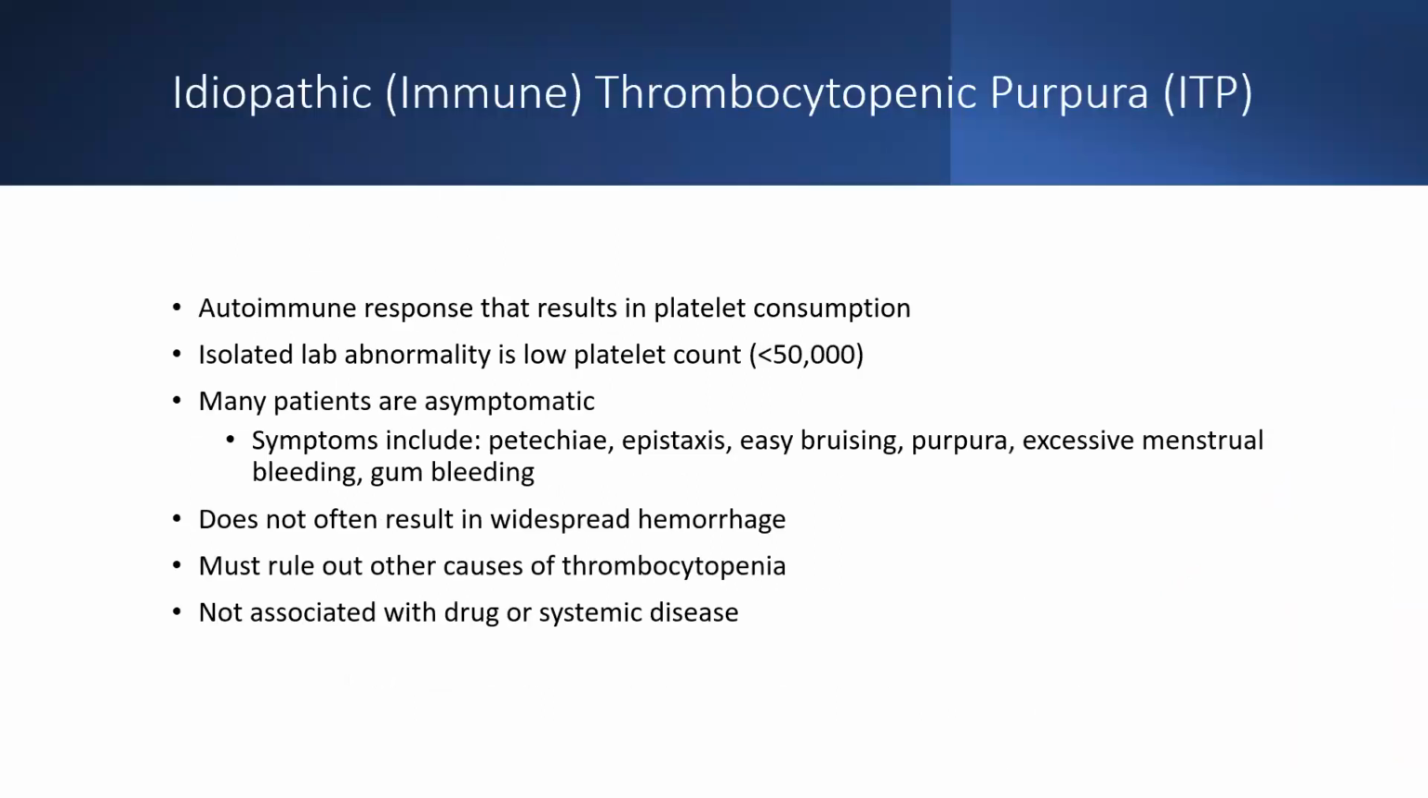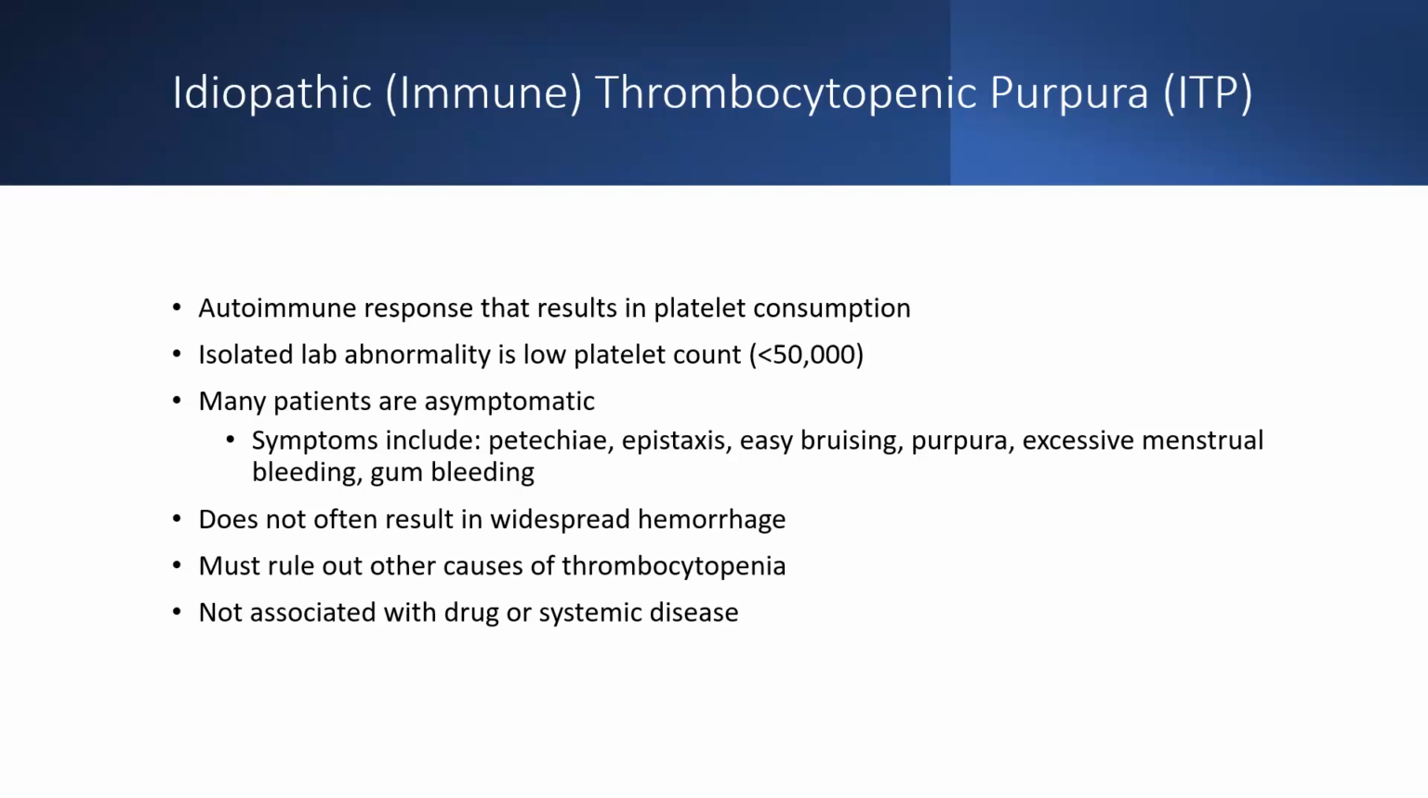The last kind of issue that we'll talk about that usually pops up is ITP, or idiopathic thrombocytopenic purpura. ITP is an autoimmune response that results in platelet consumption. Generally, the isolated lab abnormality is going to be a low platelet count.